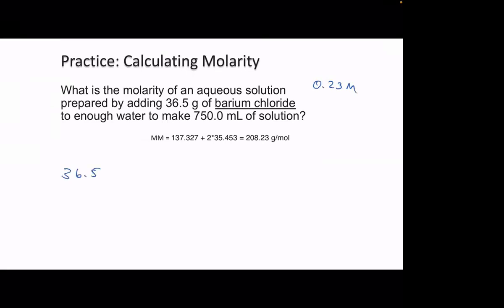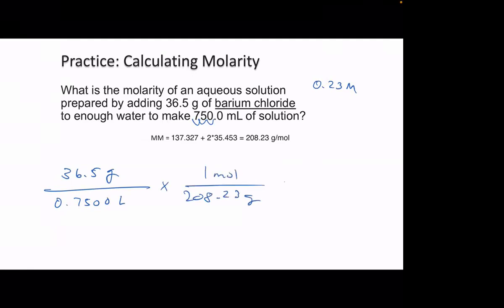So we've got 36.5 grams in, and I'm going to convert this to liters right away, divided by 1,000, 0.7500 liters times, and I want to get rid of the grams, so 208.23 grams in 1 mole, and that gives us about 0.23 moles per liter, which is 0.23 capital M molarity. I always like to put my mass over my volume. That's the solution I have right here. So I just write it like that.